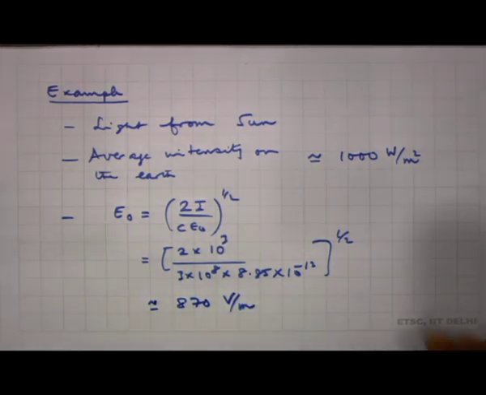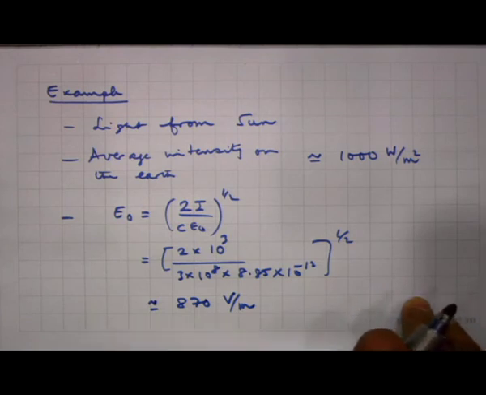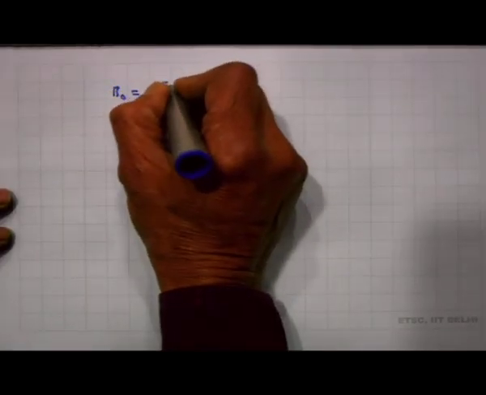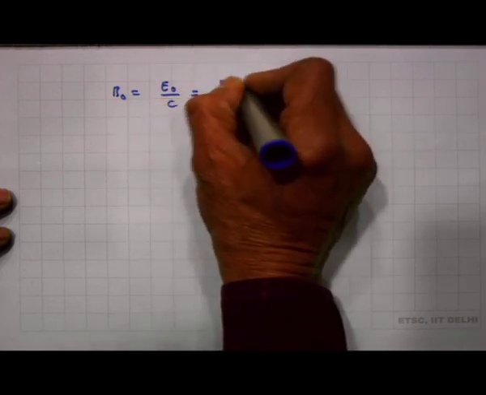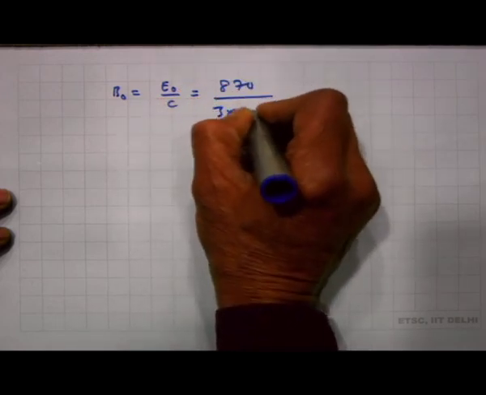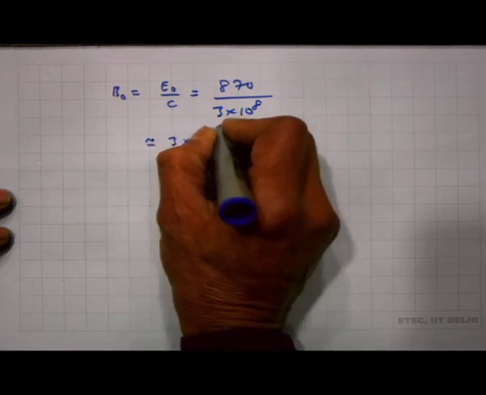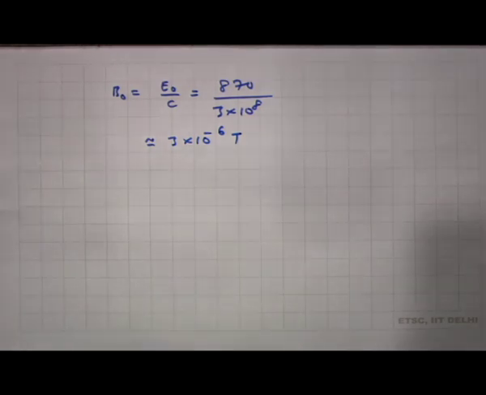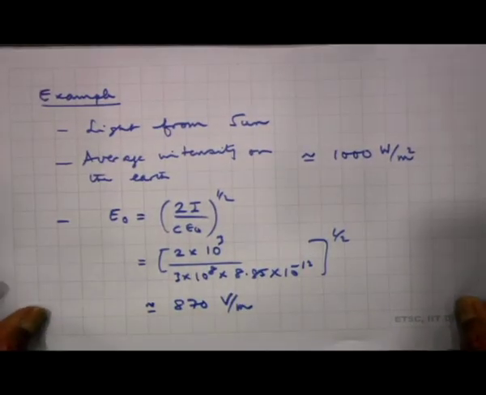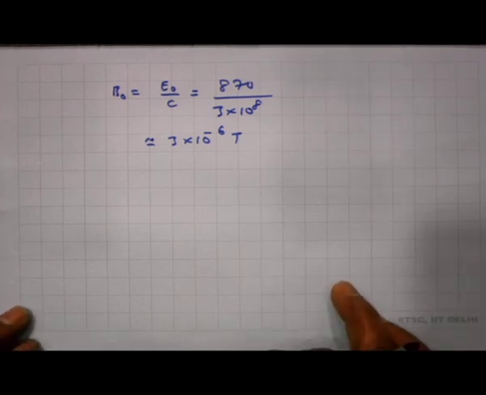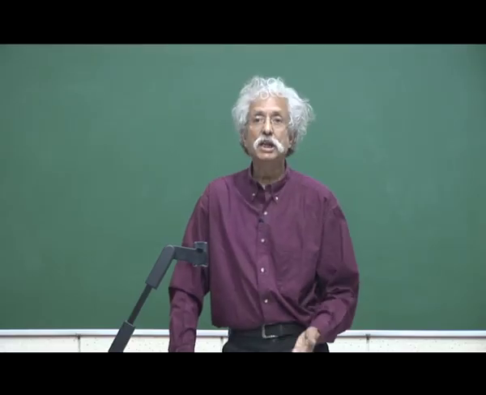So, the sunlight is producing an electric field of about 870 volts per meter, and I can also calculate the corresponding magnetic field. B naught is equal to E naught by c, which is equal to 870 divided by 3 into 10 to the power 8, which is approximately 3 into 10 to the minus 6 Tesla. An electric field of the order of 870 volts per meter and a magnetic field of the order of 3 micro Tesla. So, the electromagnetic waves from the sun are creating these kinds of electric and magnetic fields.